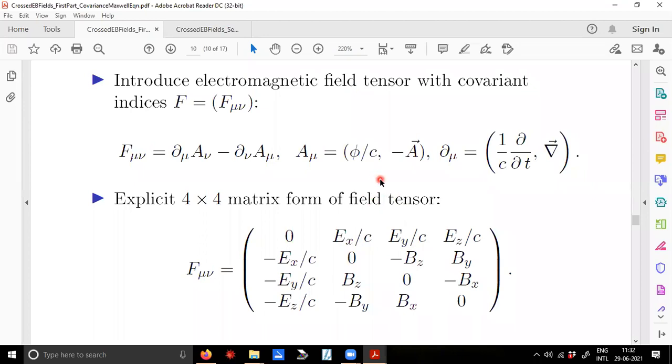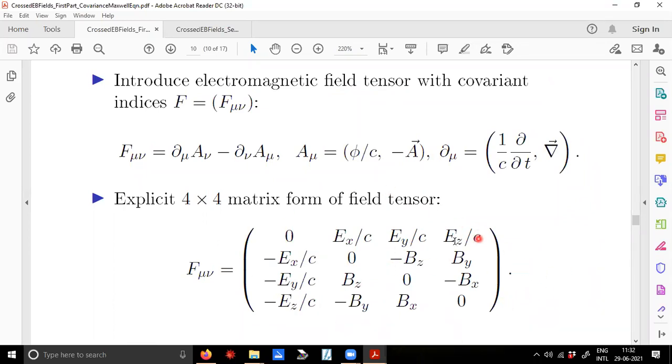Like how x and t get mixed as a 4-vector, electric field and magnetic field are one unit. It is called an electromagnetic field tensor. Electric field and magnetic field, there is no difference. They get mixed up when you have a Lorentz transformation. That is the mathematical property.